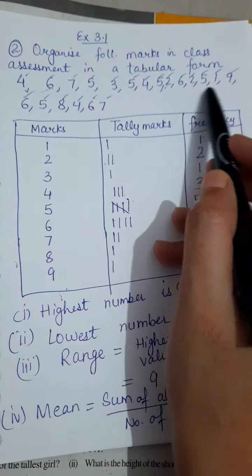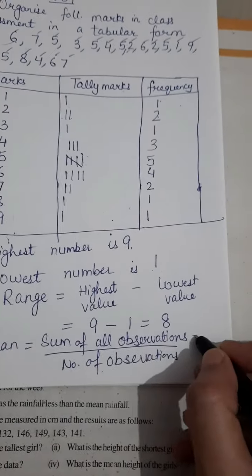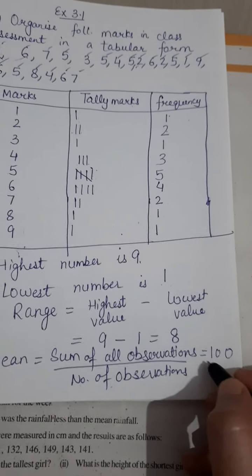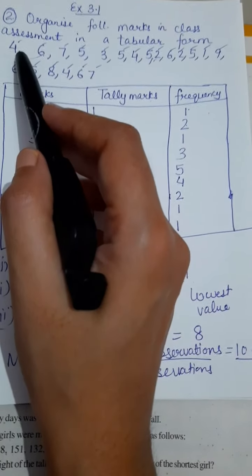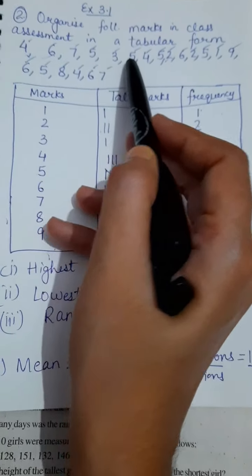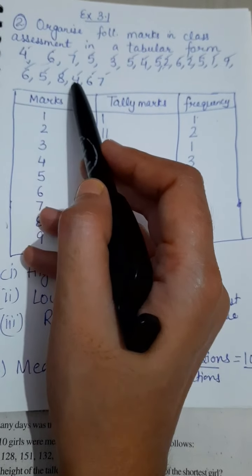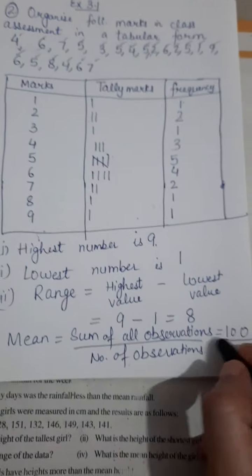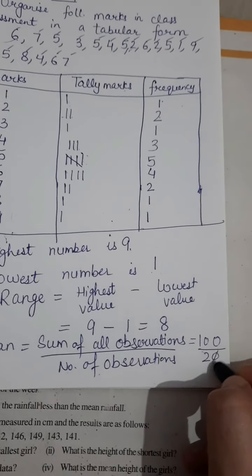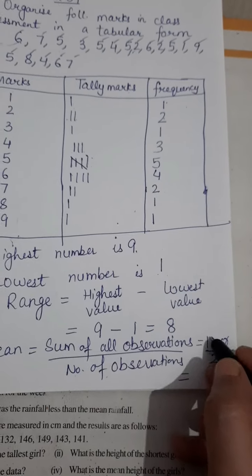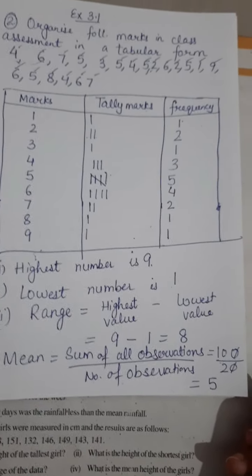If you add all these numbers, you will get 100. So the sum of observations will be 100. And how many observations are these? If we count these: 1, 2, 3, 4, 5, 6, 7, 8, 9, 10, 11, 12, 13, 14, 15, 16, 17, 18, 19, 20. Total observations are 20. So you can divide 100 by 20. 0 will cancel with 0. 10 divided by 2 is 5. So the mean for this data is 5.